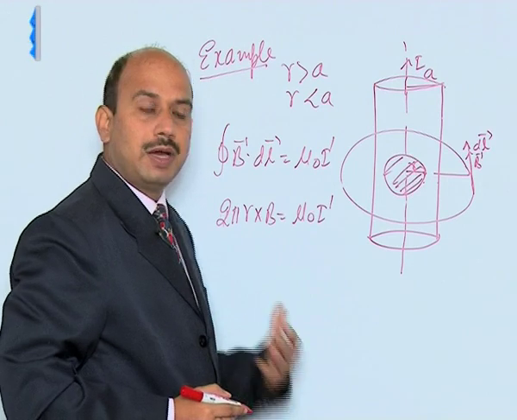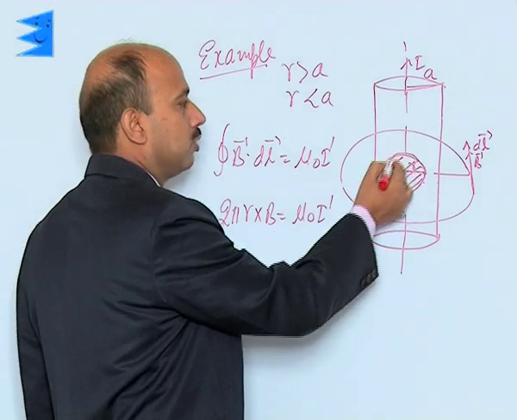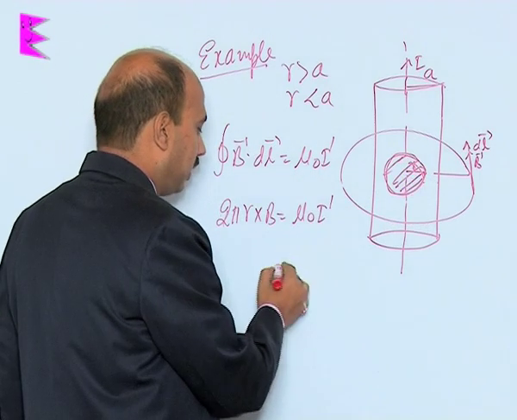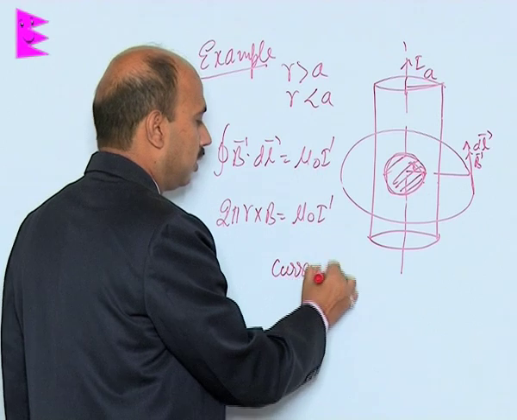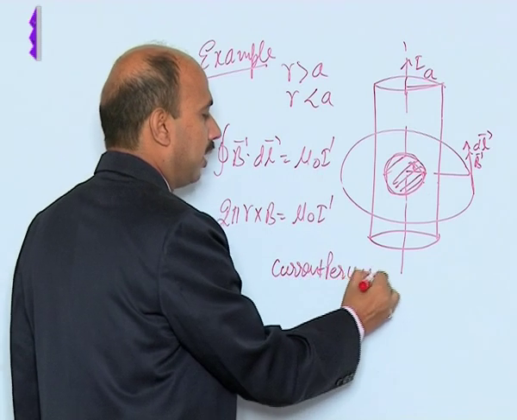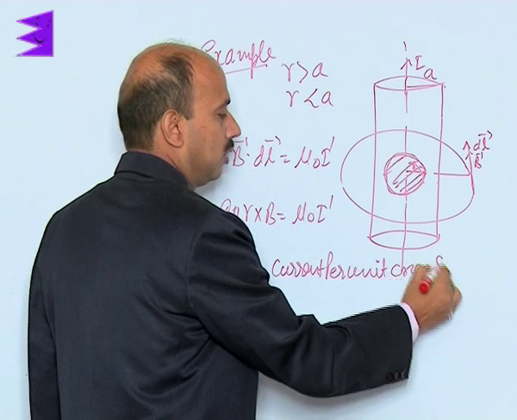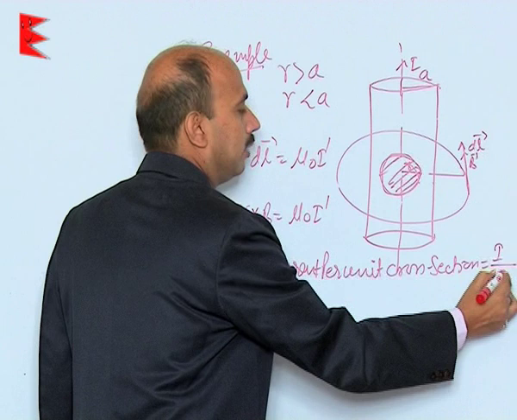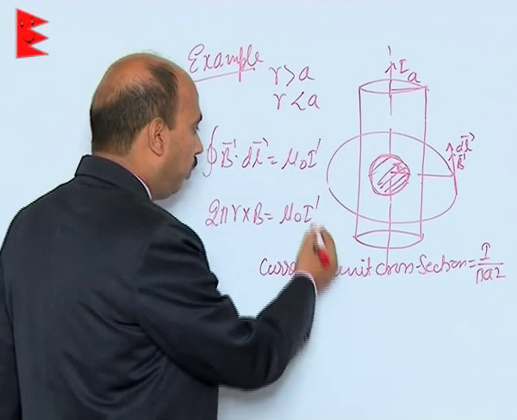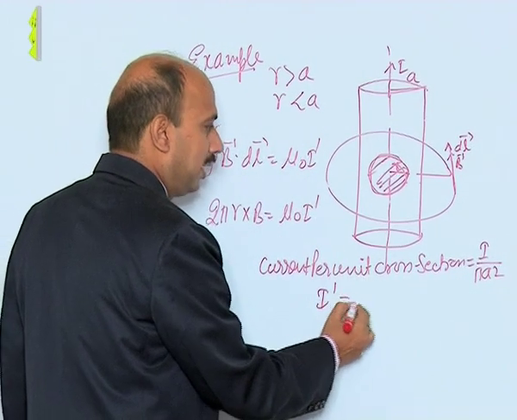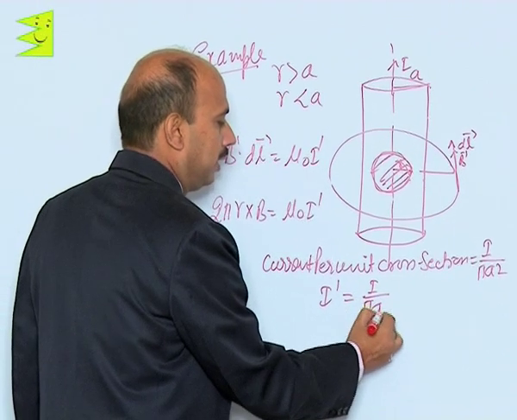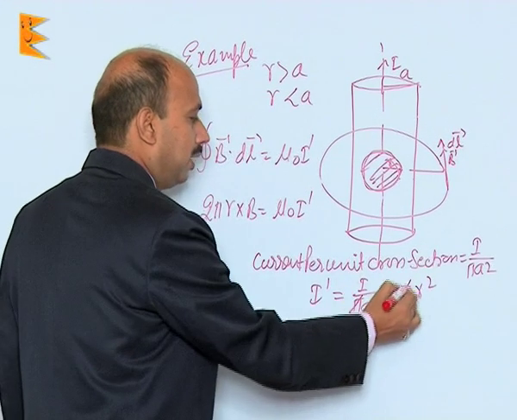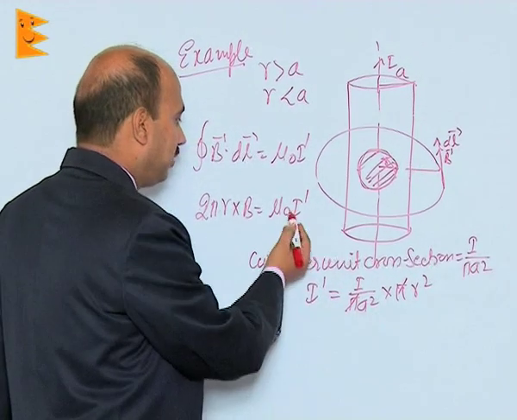Now I dash we can calculate. We can calculate current per unit area, then we can calculate the current passing through this loop. So the current per unit cross section area is equal to I upon pi a square. So current through the loop, I dash, is equal to I upon pi a square into pi r square. This pi and pi will get cancelled.